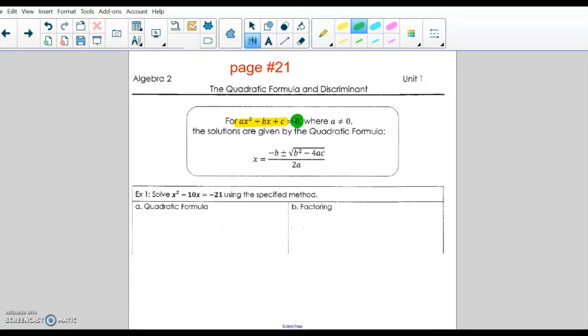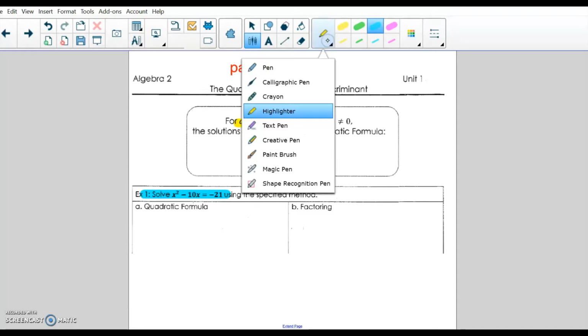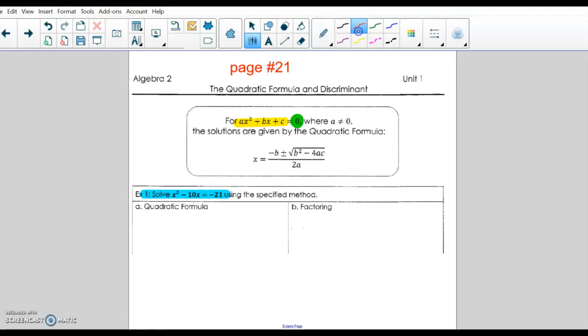So the first thing you're going to notice when you get down here to the first example is that it's not equal to 0. So the first thing we have to do is take the negative 21 and add it back to this side of the equation. So the equation that we're going to use for this first problem is x squared minus 10x plus 21 equals 0.